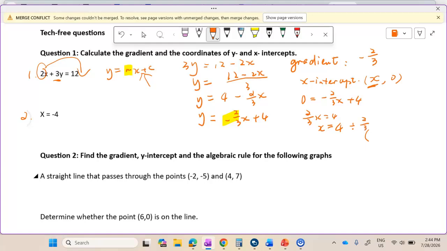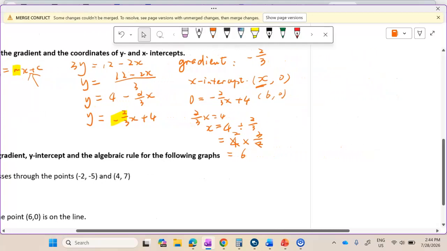To divide a fraction, we will keep, change, and flip. These two can cancel out. 6. So the x-intercept is 6 and 0.